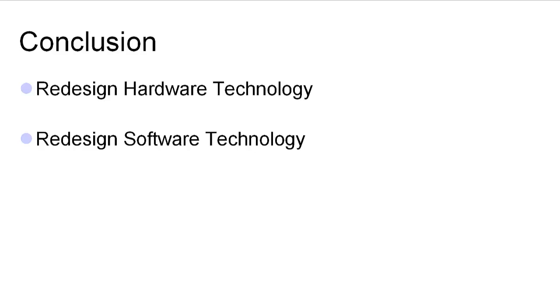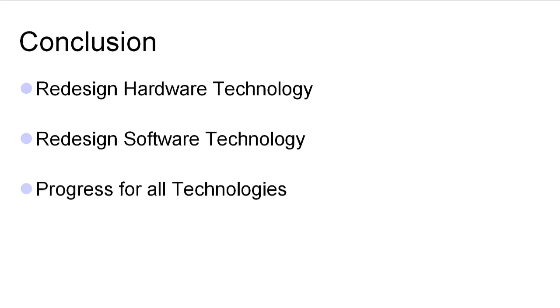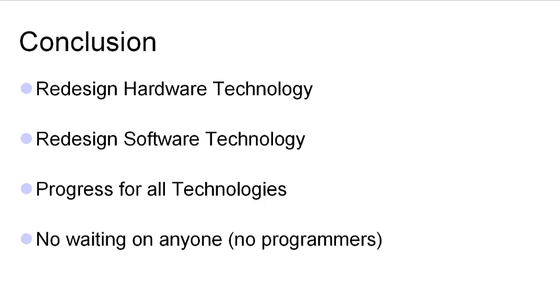And now redesign our software technology, which is, again, getting things out of documentation into computer understandable form, and give us the ability to put our own context in everything. And again, progress for all technologies. We really need not to wait until somebody builds a better font technology. I've waited 50 years for a decent font. It doesn't exist. So I'm getting ready to do my own. And no waiting on anyone. So no programmers. The end user should be able to decide what he wants. Right now we're waiting on better compilers, better editors, better printers, better print queues, better.